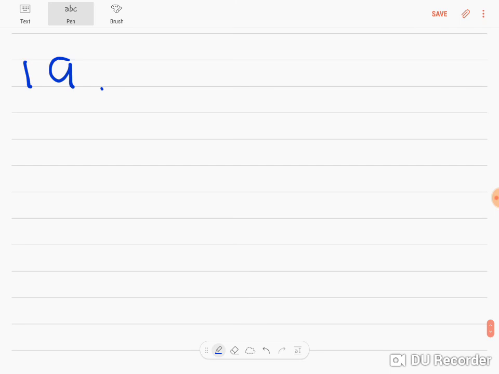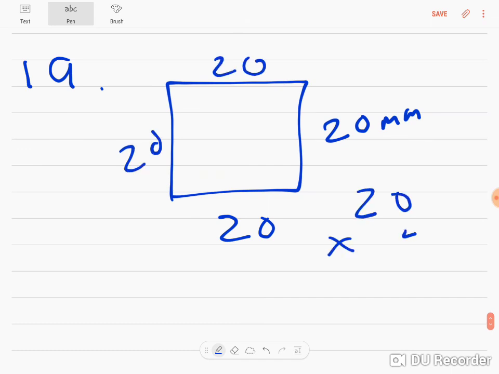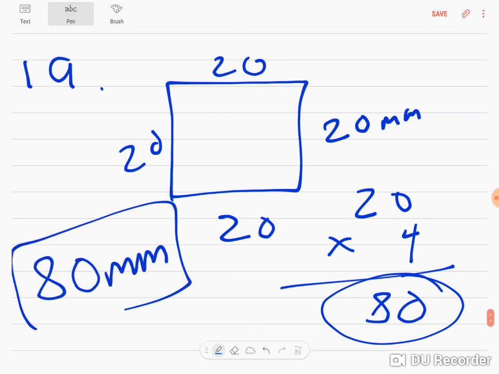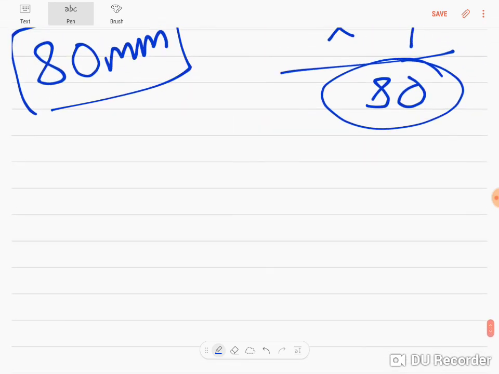19. What is the perimeter of this square? If we have 20 milliliters, we know that this is 20, this is 20, this is 20. So we could take 20 times 4. 0 times 4 is 0. 2 times 4 is 8. 80 milliliters.